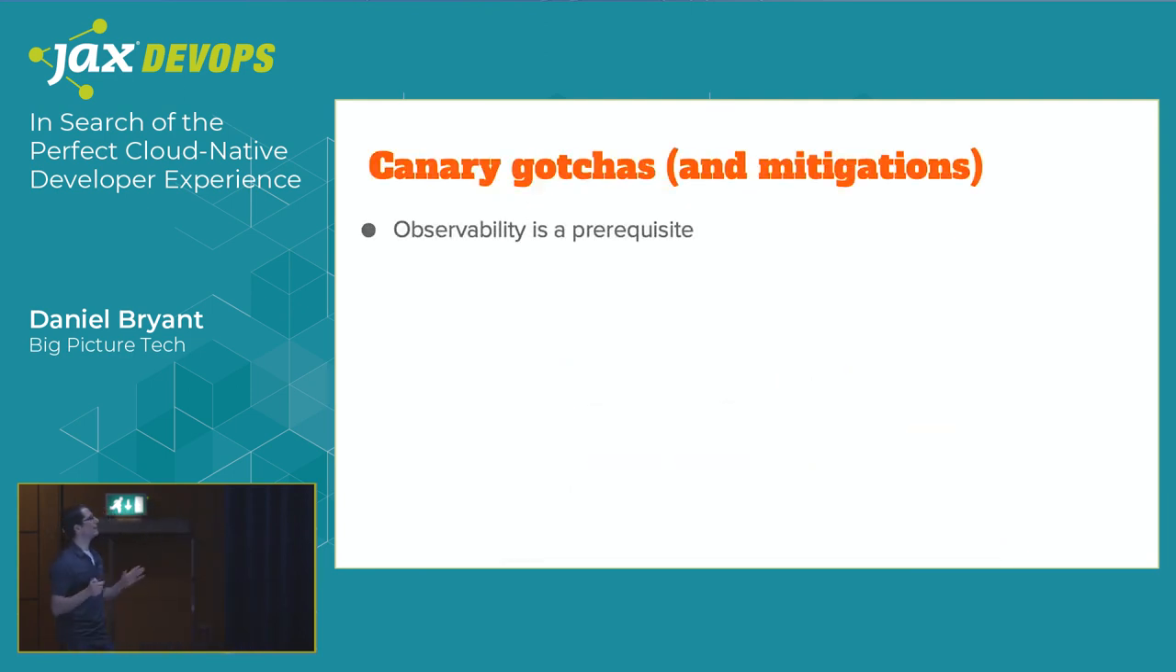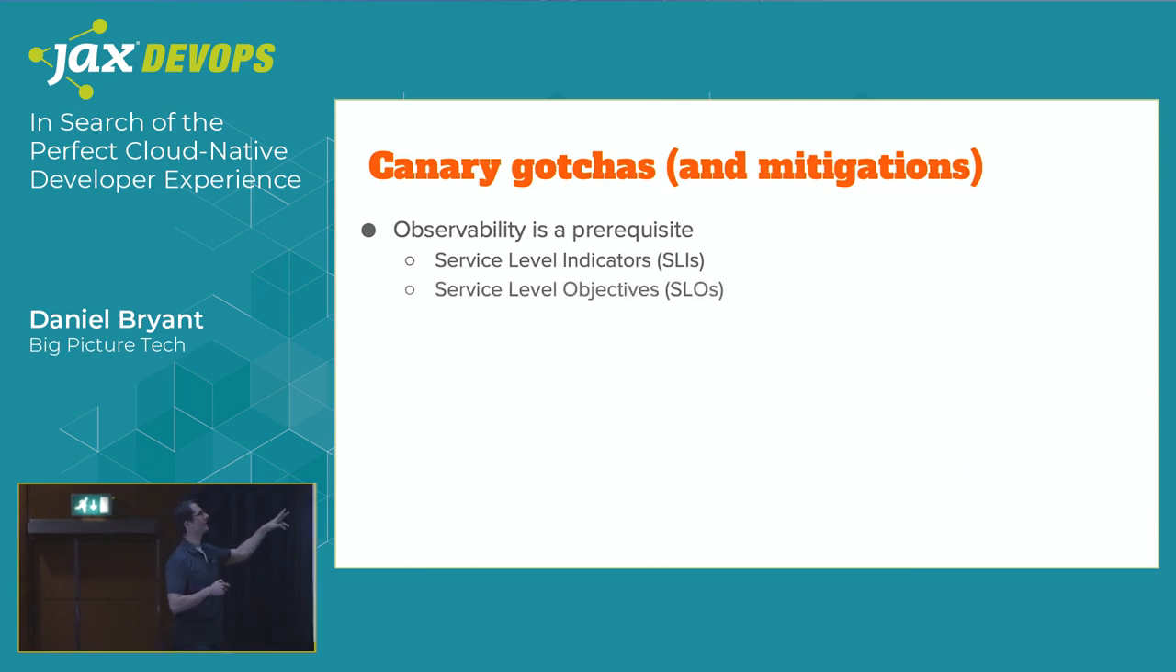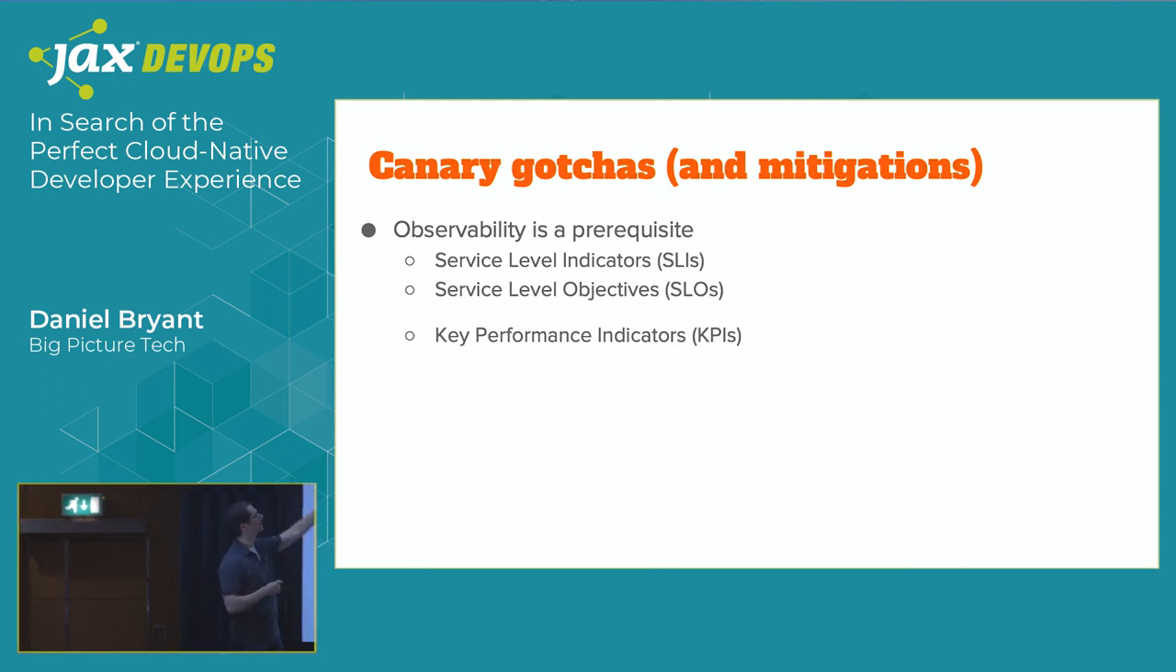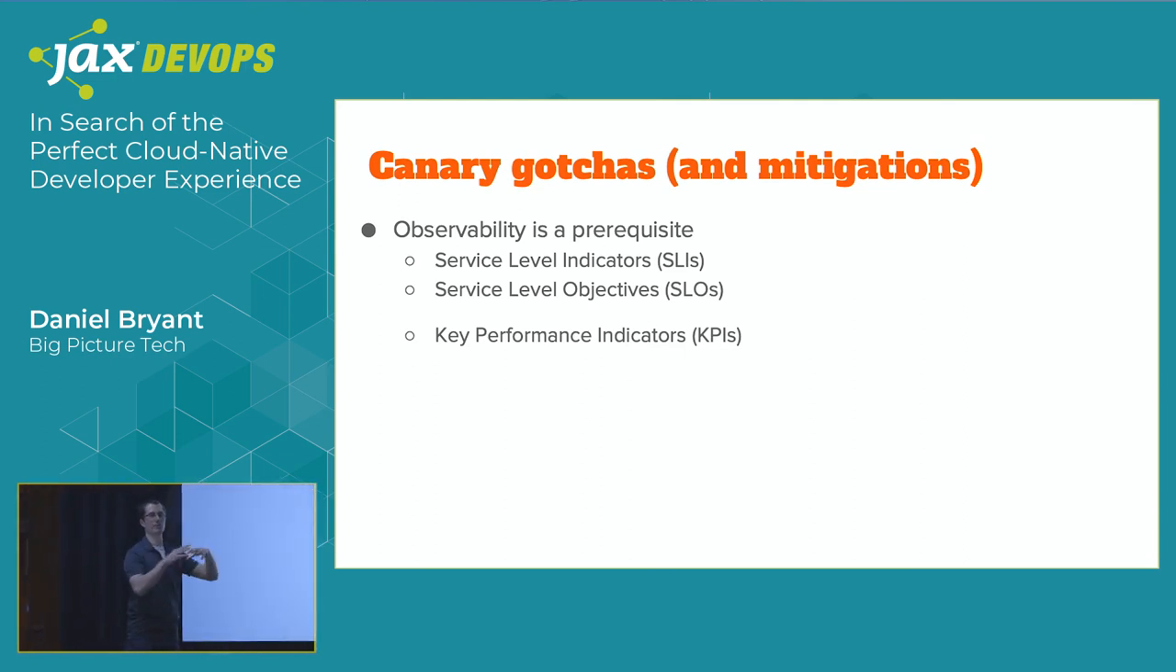Some gotchas in this kind of platform space. Observability, monitoring, logging, distributed tracing, call it what you will, but monitoring is a prerequisite. You need to have an understanding of SLIs, SLOs, and KPIs. If you don't, the Google SRE handbook is fantastic. SLIs are fundamentally core metrics. You bundle them together in terms of quality of service metrics, SLOs effectively, and you clearly want to have some idea of business metrics there as well.